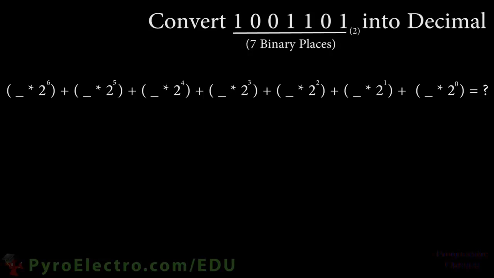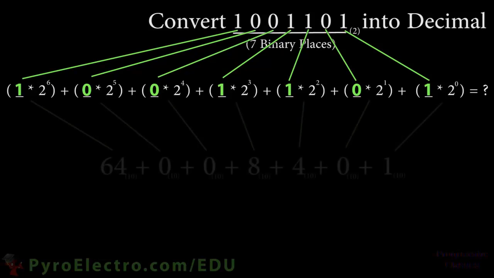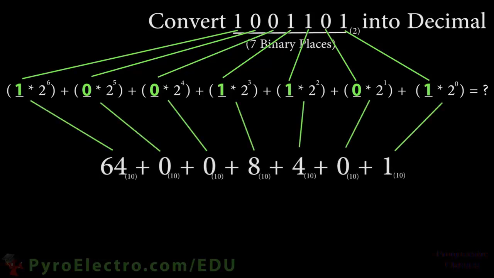Then we spread out the binary number and multiply each number by 2 to the exponent of its place, all in order. The calculation might take a moment, but it will come out to 64 plus 8 plus 4 plus 1, which is 77.